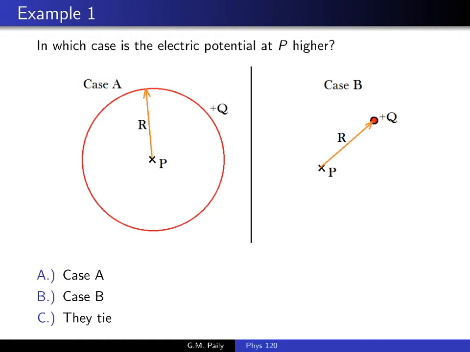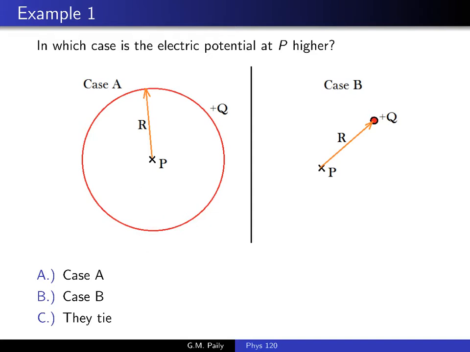We now discuss the answer. The answer is the potential at P is the same in both cases. They tie. The reason being, the amount of charge is the same, and all that charge is at a distance r from the point P. Even if it's spread out in a ring form, every little piece of the ring is at a distance r from the point P. And so they all create the same potential, and since potential is a scalar and not a vector, they don't cancel out, they simply add up, and the effect is thus the same.